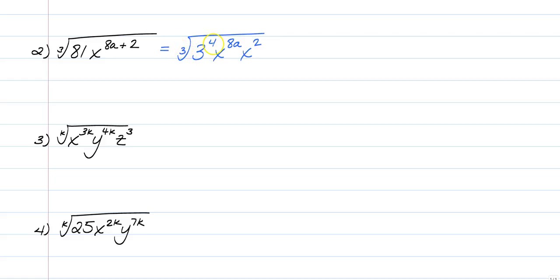How many times does 3 go into 4? Once with a remainder of 1. So we can take out a 3 as long as we leave a 3 on the inside. 3 goes into 8a a total of 2a times. So x goes in there 2a times. And since 3 times 2a is going to give you a 6a, you have 2a remaining on the inside. So that's x to the 2a.